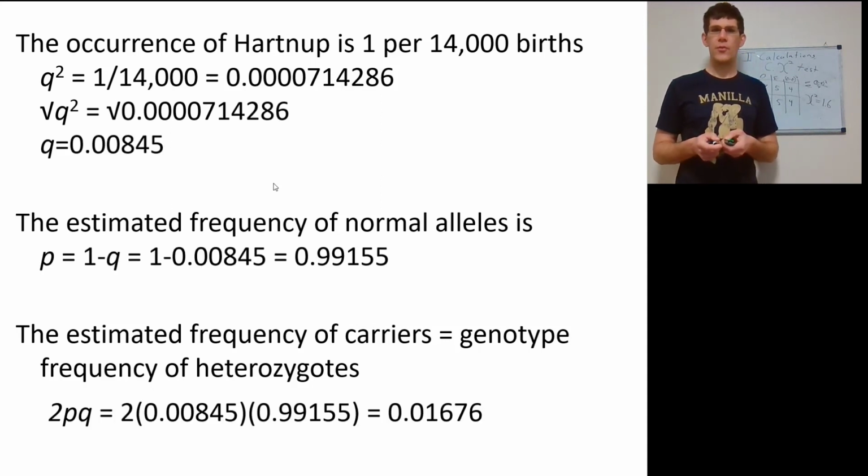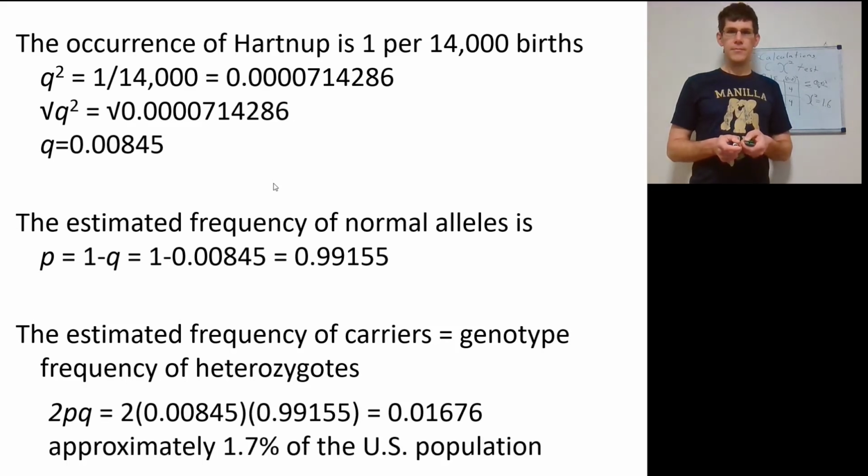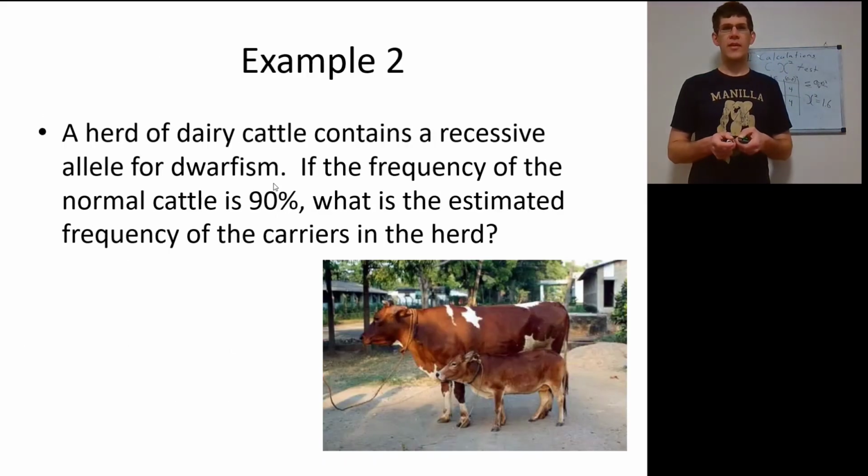So your frequency of carriers would be 0.01676. And you can use the PowerPoint slides that I have provided to work this through if you're having any trouble. 1.7% of the population are carriers for this disease.